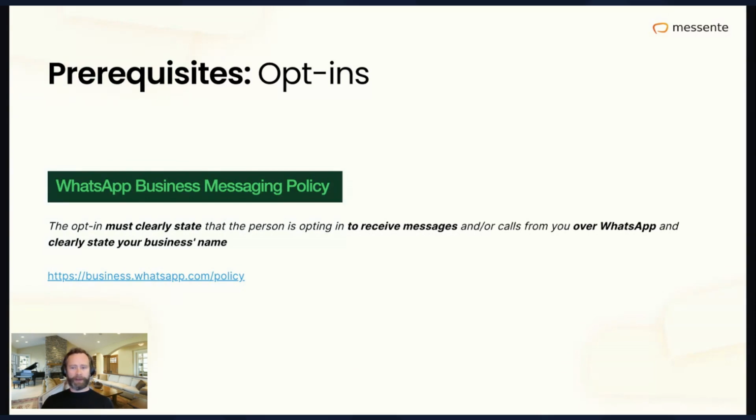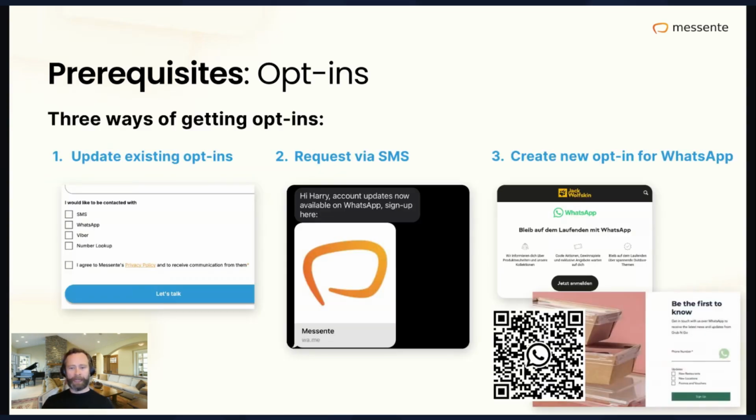They want it to be very, very clear that the person who's opting in is opting in to receive messages or calls, and that it's going to be on the channel WhatsApp specifically, and it must clearly state your business name as well, so they know who is going to contact them. Now, there are lots of ways of achieving that.